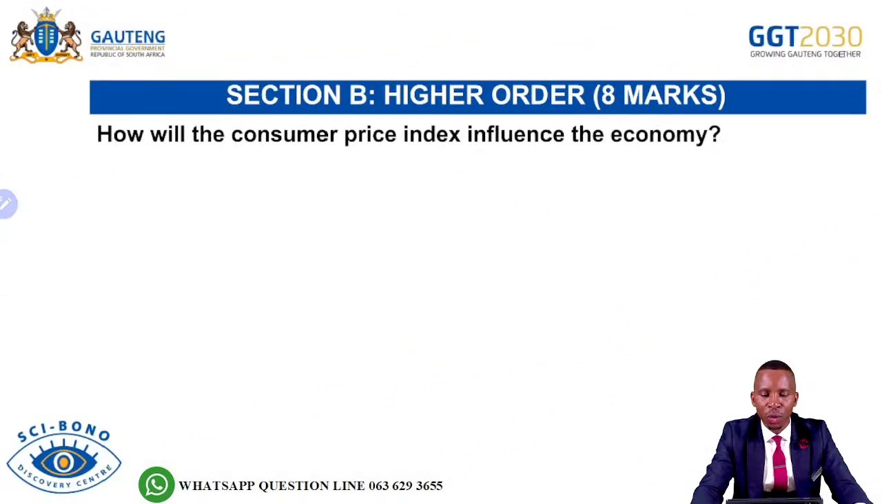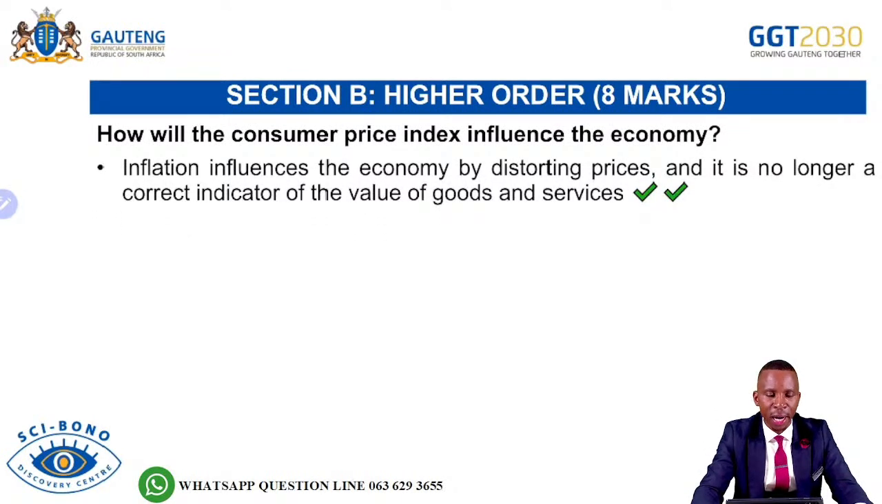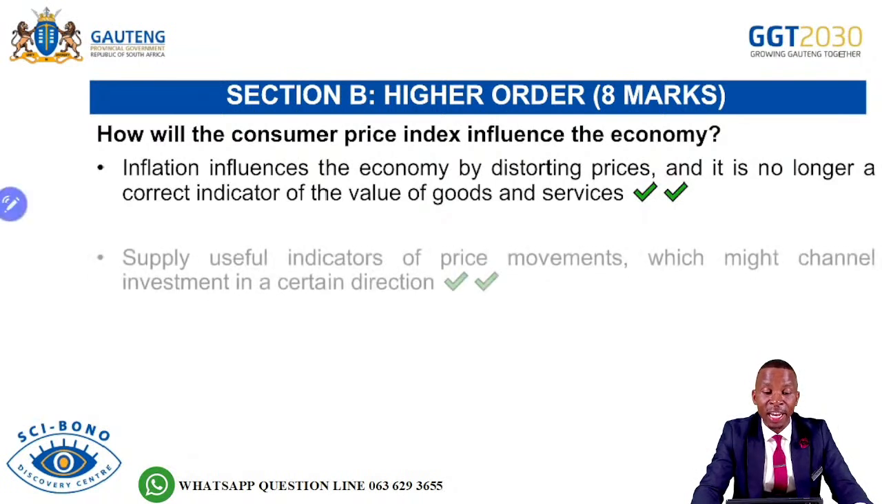And then how will the consumer price index influence the economy? So the change in CPI. Inflation influences the economy by distorting prices, meaning prices become higher, and they are no longer a correct indicator of the value of goods and services. So with inflation, prices become more distorted because they don't reflect the actual selling price, but they are inflated.